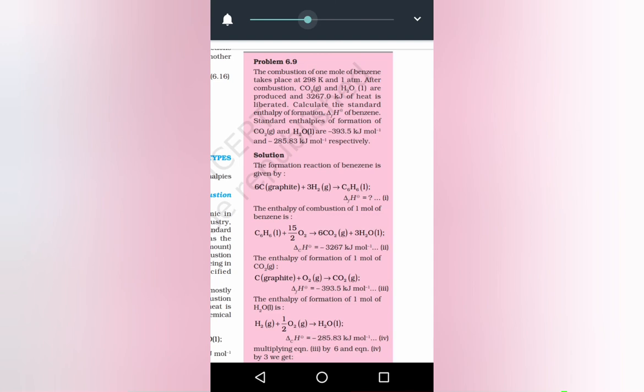In the required equation, that is 6C plus 3H2, we have 6 carbon and 3H2. We have the equation which is having carbon on the left hand side, so that equation has to be multiplied by 6, and the other equation has to be multiplied by 3. Keep in mind, while multiplying a thermochemical equation, the delta H value also has to be multiplied. Okay, so everything will be ready.